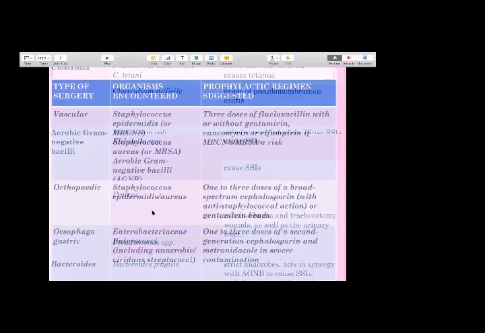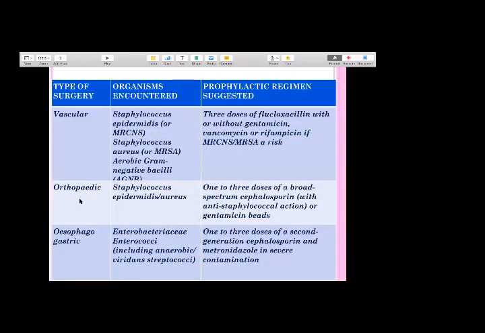These can be associated with types of surgeries as well. This may include vascular, orthopedic, GI, or esophagogastric, and may again be specific to the type of surgery. In vascular surgery, you will encounter Staphylococcus epidermidis, aureus, or anaerobic gram-negative bacilli. The suggested prophylactic regimen is 3 doses of flucloxacillin with or without gentamicin, vancomycin, or rifampicin if MRSA, CNS, or resistant sepsis is a concern.